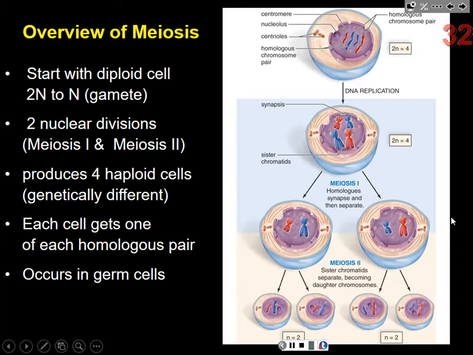And again, always remember, this only occurs in the tissues of the ovary and the testes. These are the only types of cells that undergo this specialized cell division. It's the only place gametes are found, are produced. Okay, everybody with me?